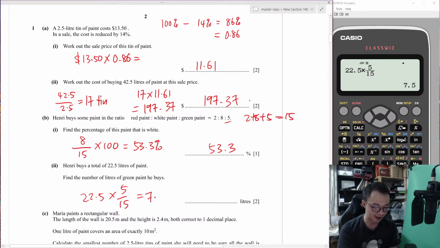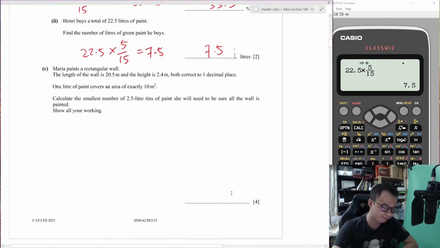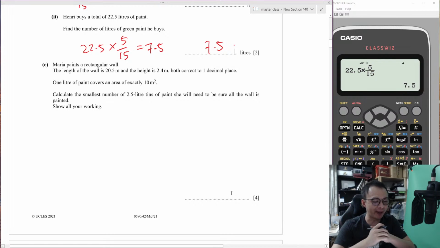7.5 liter. Yeah, I guess this is the correct one. Okay, I hope you can understand. If you don't understand, let me know. Alright. Right now Malia wants to paint a regular rectangular wall.